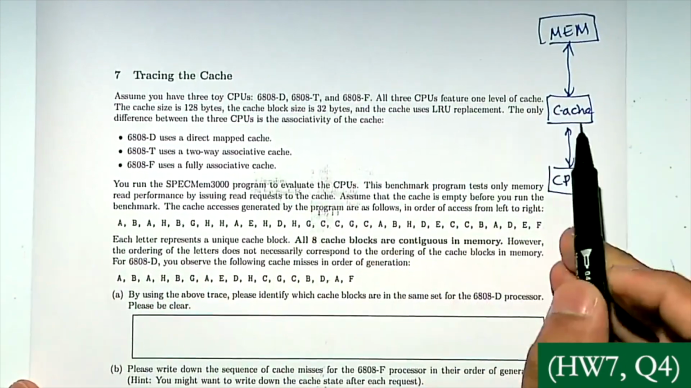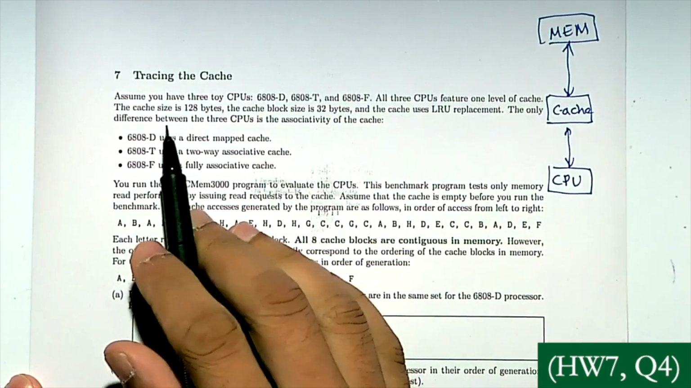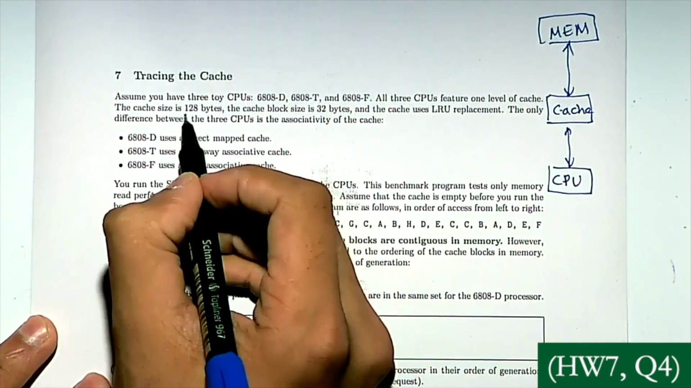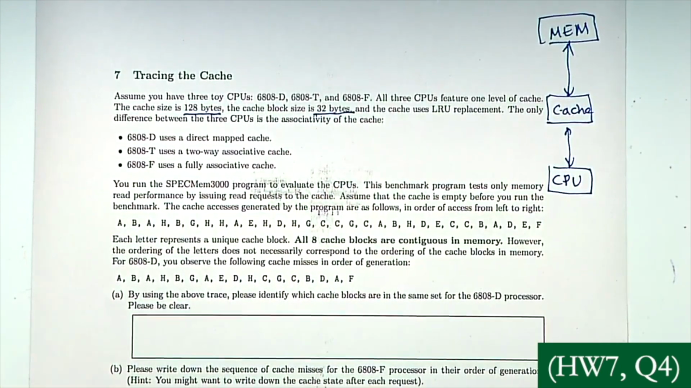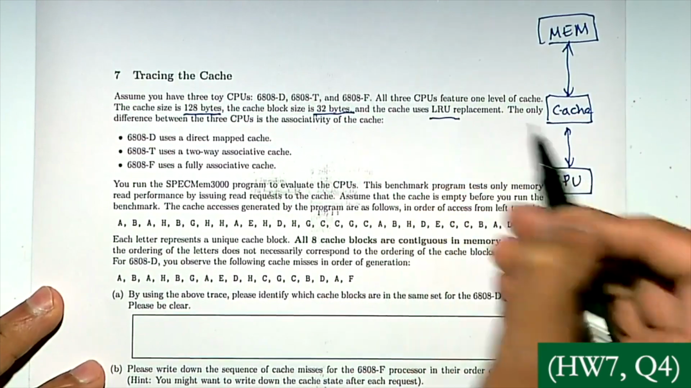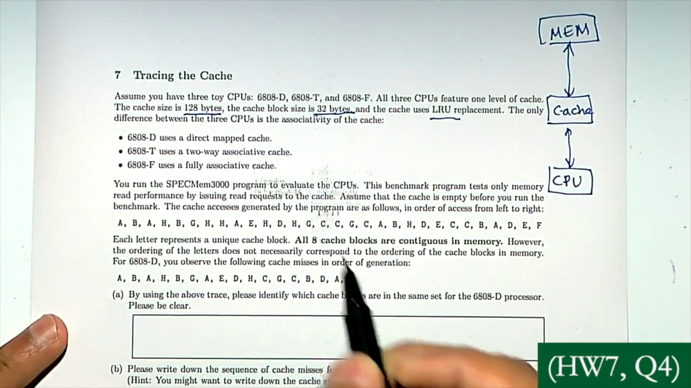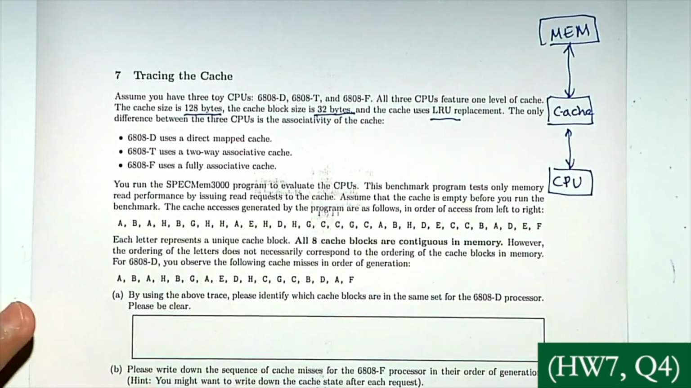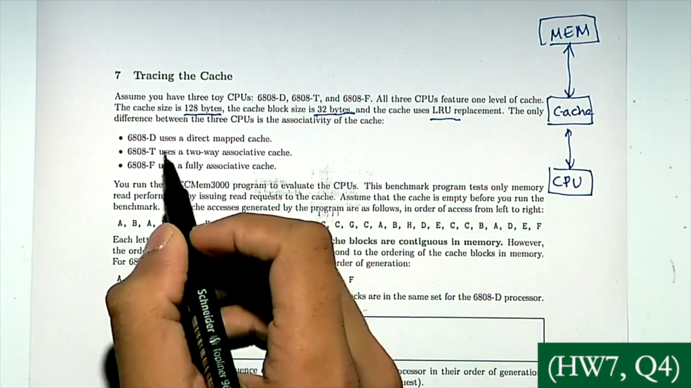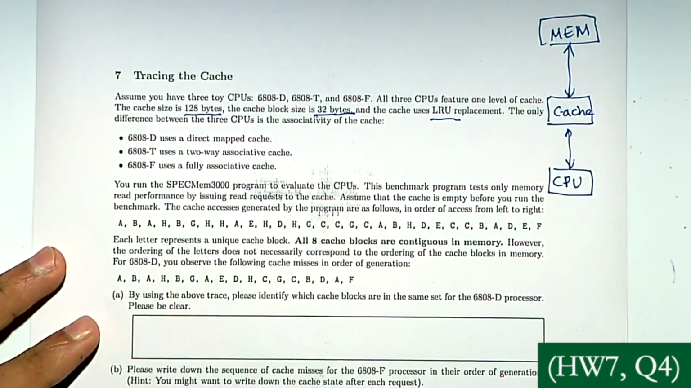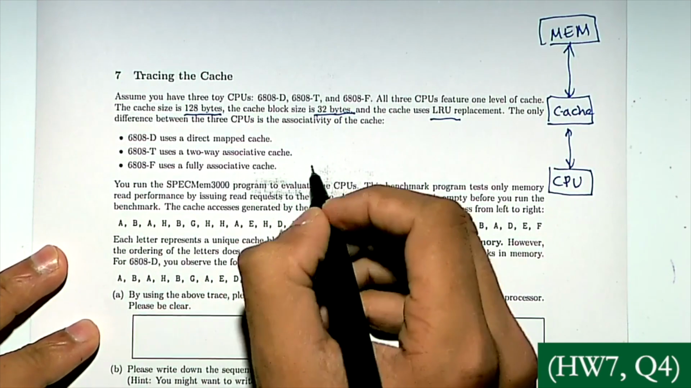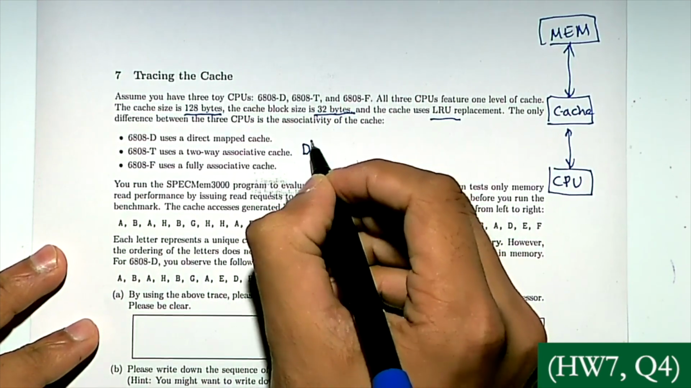Each one of these CPUs has a different type of cache. We're given that the cache size is 128 bytes, and the cache block size is 32 bytes. So that tells us that precisely 4 blocks fit in one of the caches. We also know that the cache uses the least recently used replacement policy. So the only difference between these 3 caches is the associativity. D uses a direct mapped cache, T uses a 2-way associative cache, and F uses a fully associative cache.